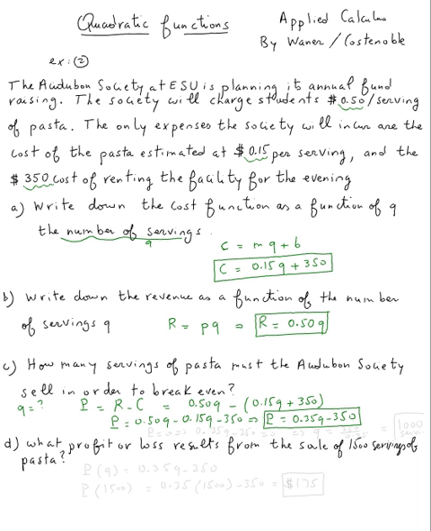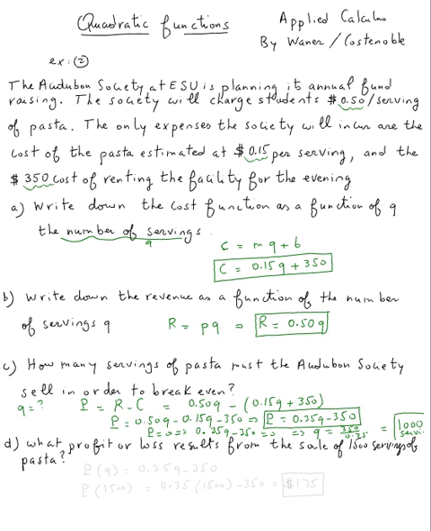Now since we found the profit, that's not what we're looking for. We're looking for Q if the profit is 0. Now P equal 0 means 0.35 Q minus 350 is 0. Now all we need to do is solve for Q. Q is equal to 350 over 0.35, which is 1,000 servings. So Q is 1,000 servings. That would be the answer.